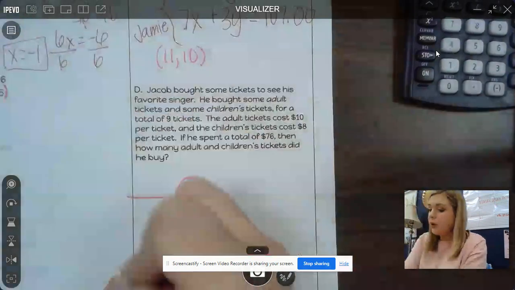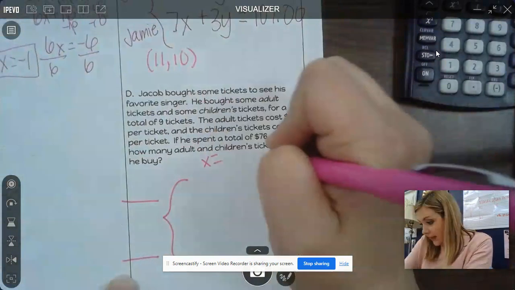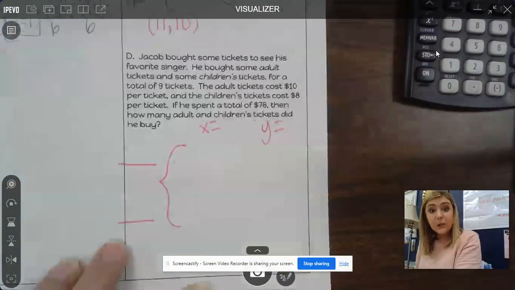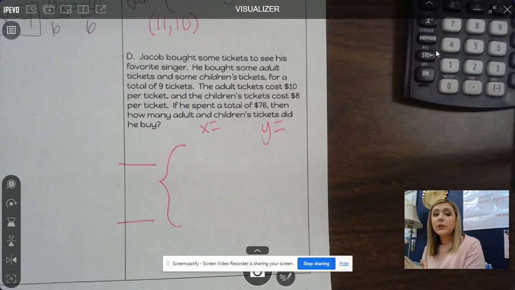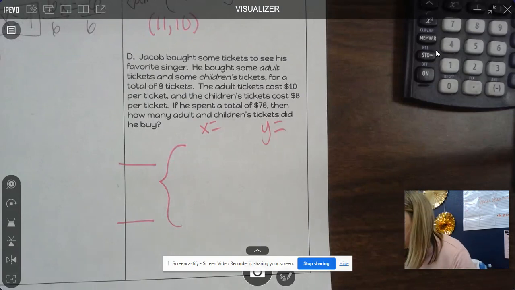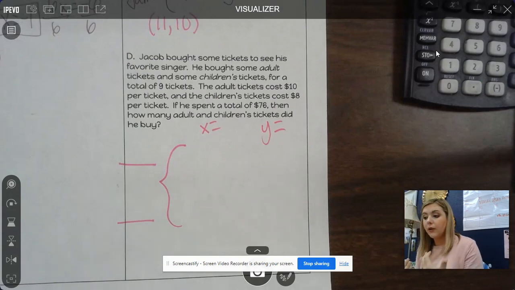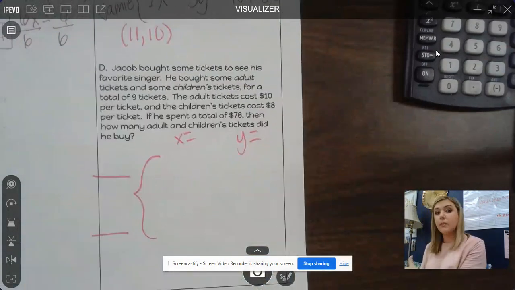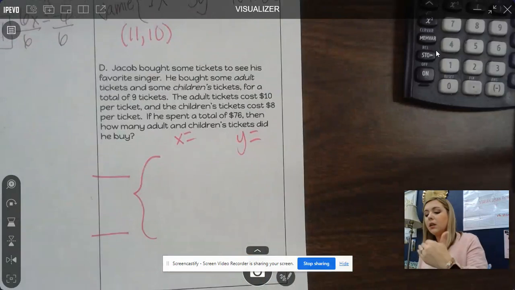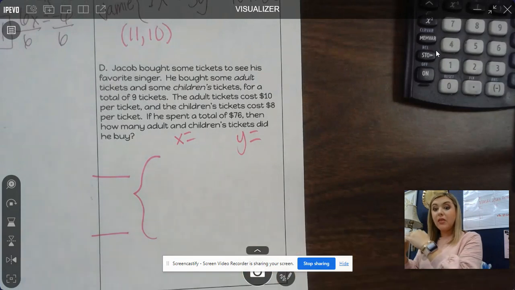And you know you're going to be naming each equation and naming the x and the y. Okay, so this says Jacob bought some tickets to see his favorite singer. He bought some adult tickets and some children's tickets. The adult tickets cost $10 per ticket, and the children's tickets cost $8. So Ms. Burat and I have already explained that sometimes it's a little bit easier to do ones where it's people. This is going to be easier math, but a trickier setup because the equations are not people. Your equations are actually going to be number of tickets and then the cost of the ticket.